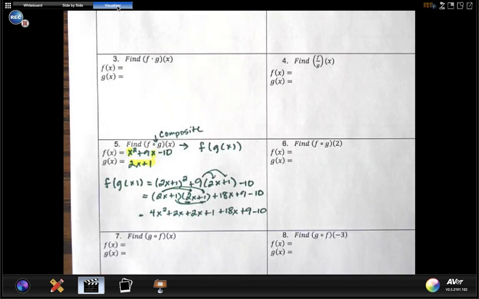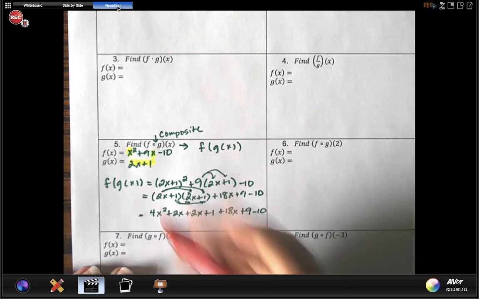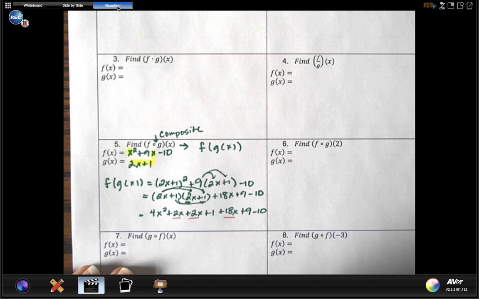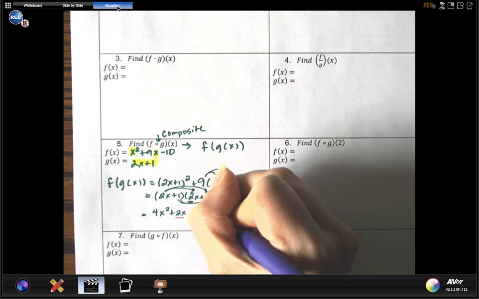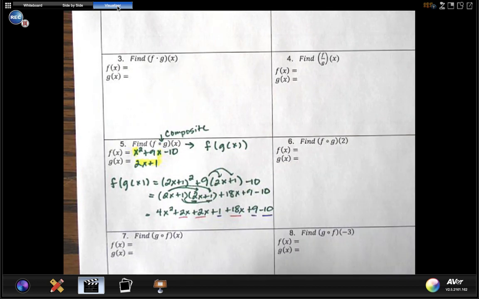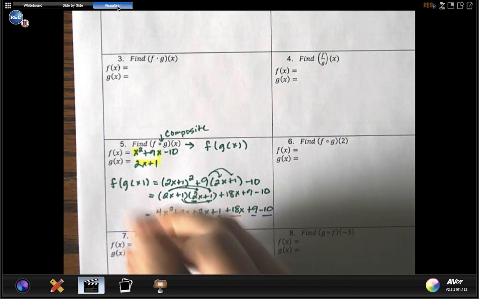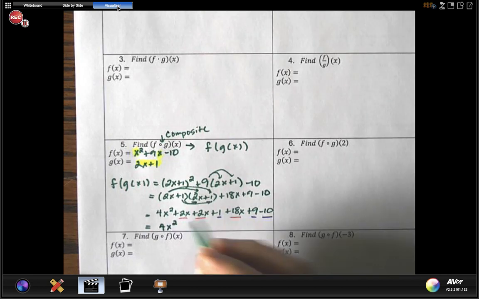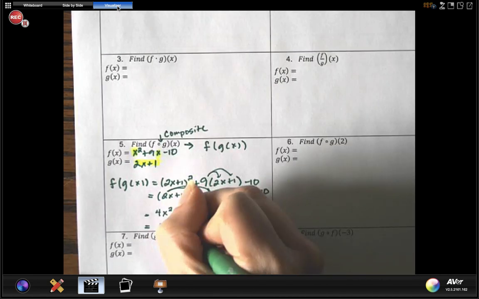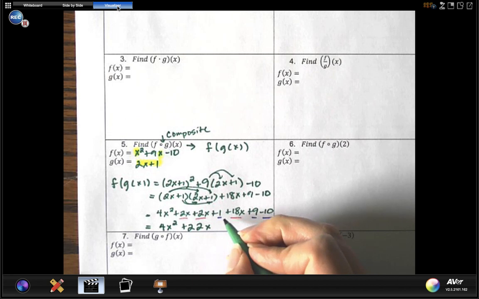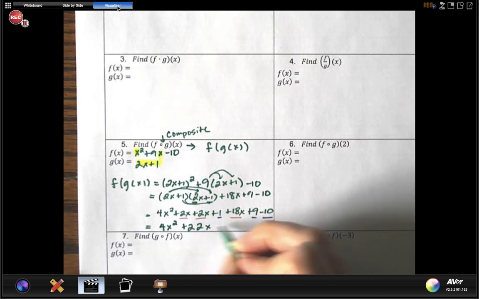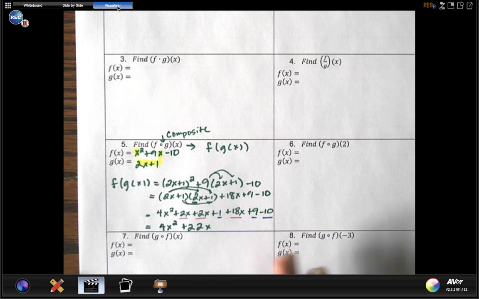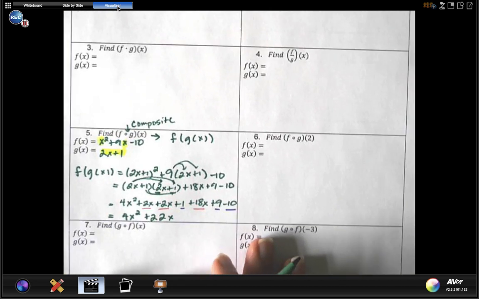My final answer is just going to be a matter of combining like terms. If I see something like 2x, 2x, and 18x, those can all go together. And if I see something like a 1, a 9, and a negative 10, those can all go together as well. So your final answer after you combine like terms is 4x squared, 2x plus 2x plus 18 gives 22x, and then 1 plus 9 is 10, but 10 minus 10 is 0, so this would be your final answer.